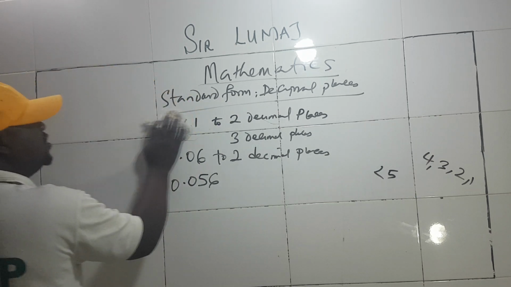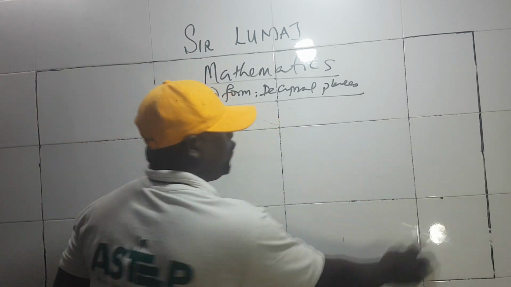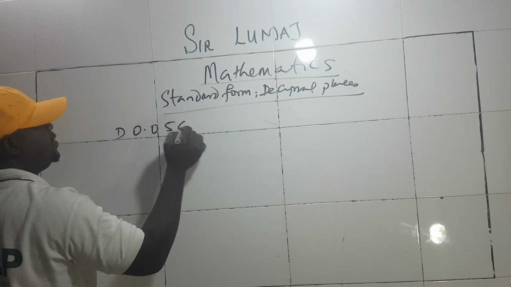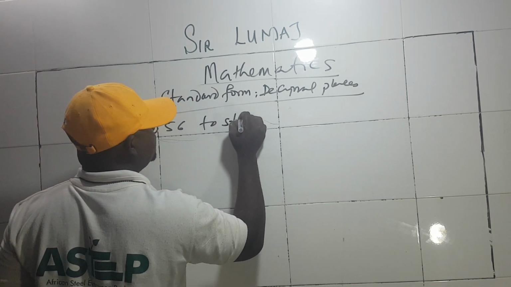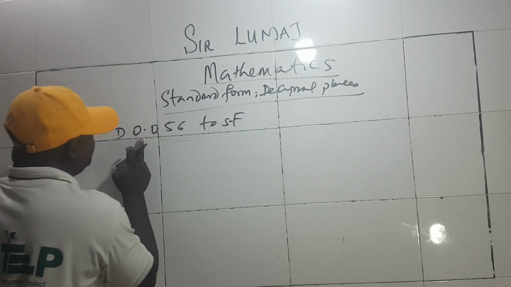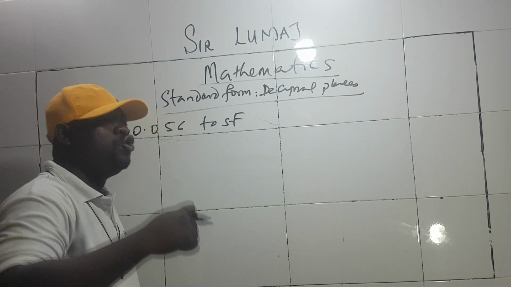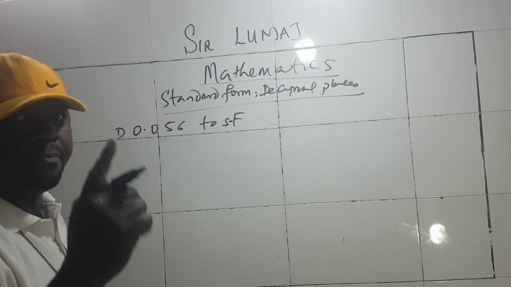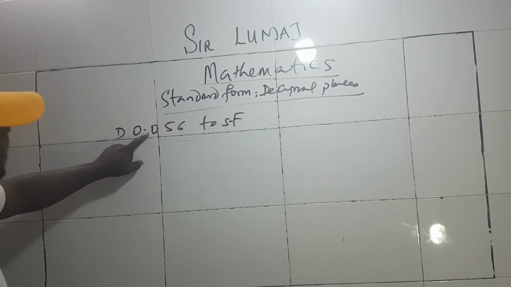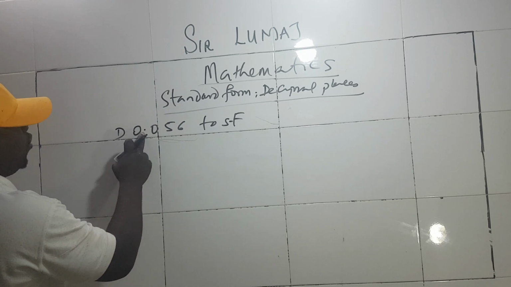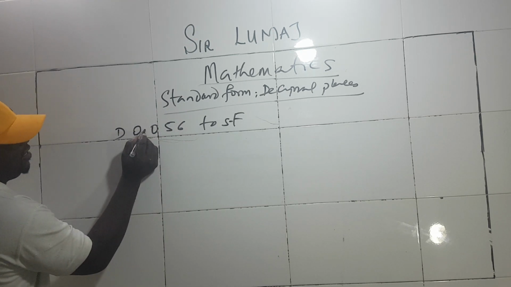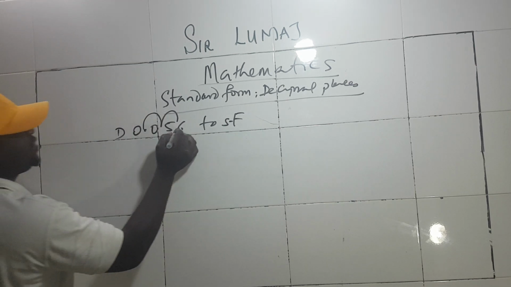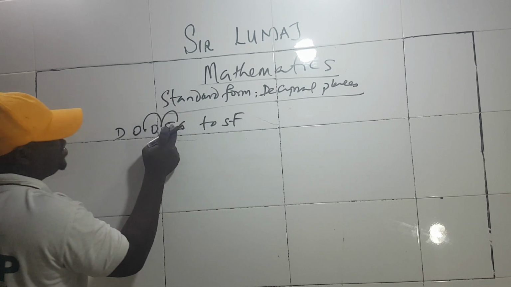So let me quickly rush to standard form. For your standard form, I'll use an example to explain it. If I have 0.056 to standard form, let me use SF. To convert this to standard form, it means that you should allow your point to be immediately after a whole number. Count from here. You can see where your point is. It will now be 1, 2. So you have shifted the point from this place to this place.